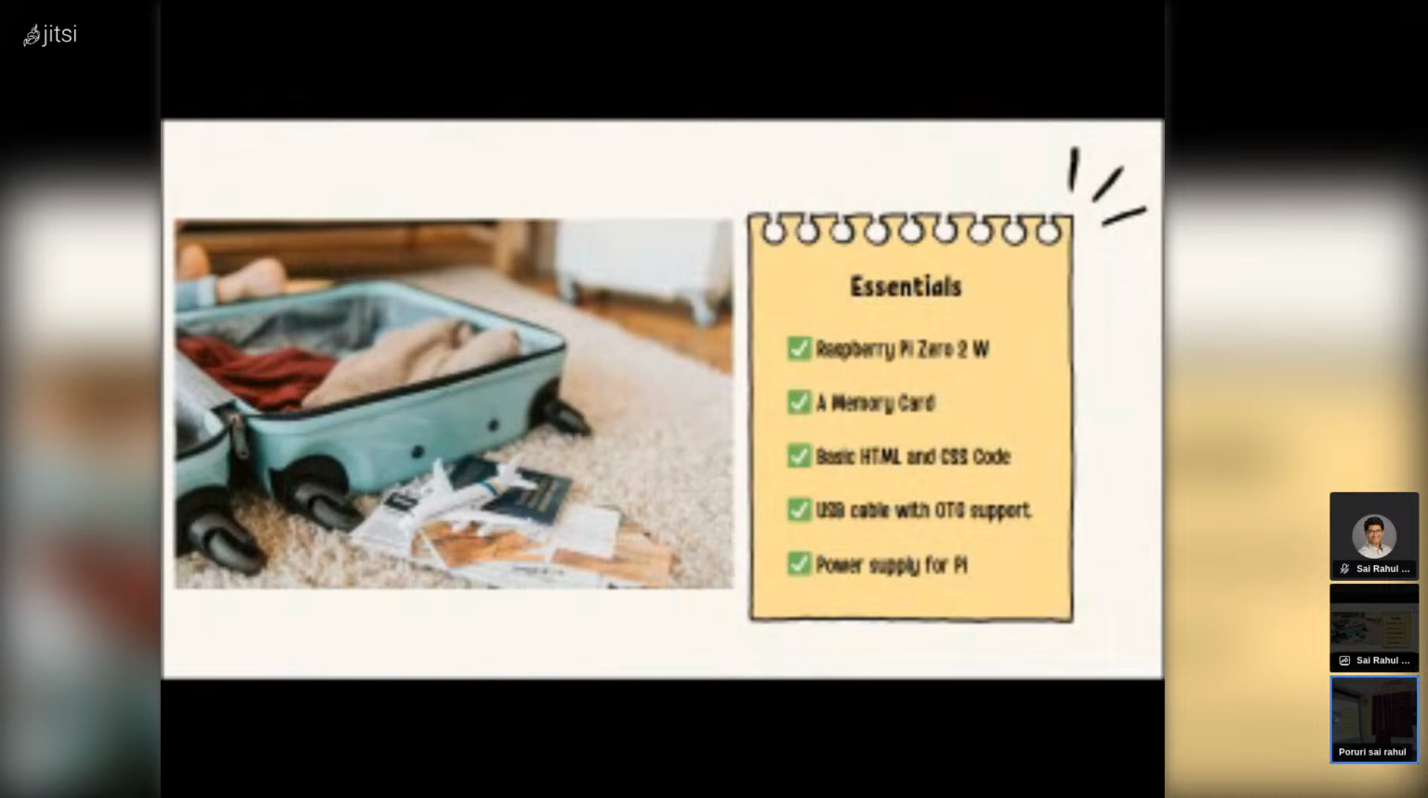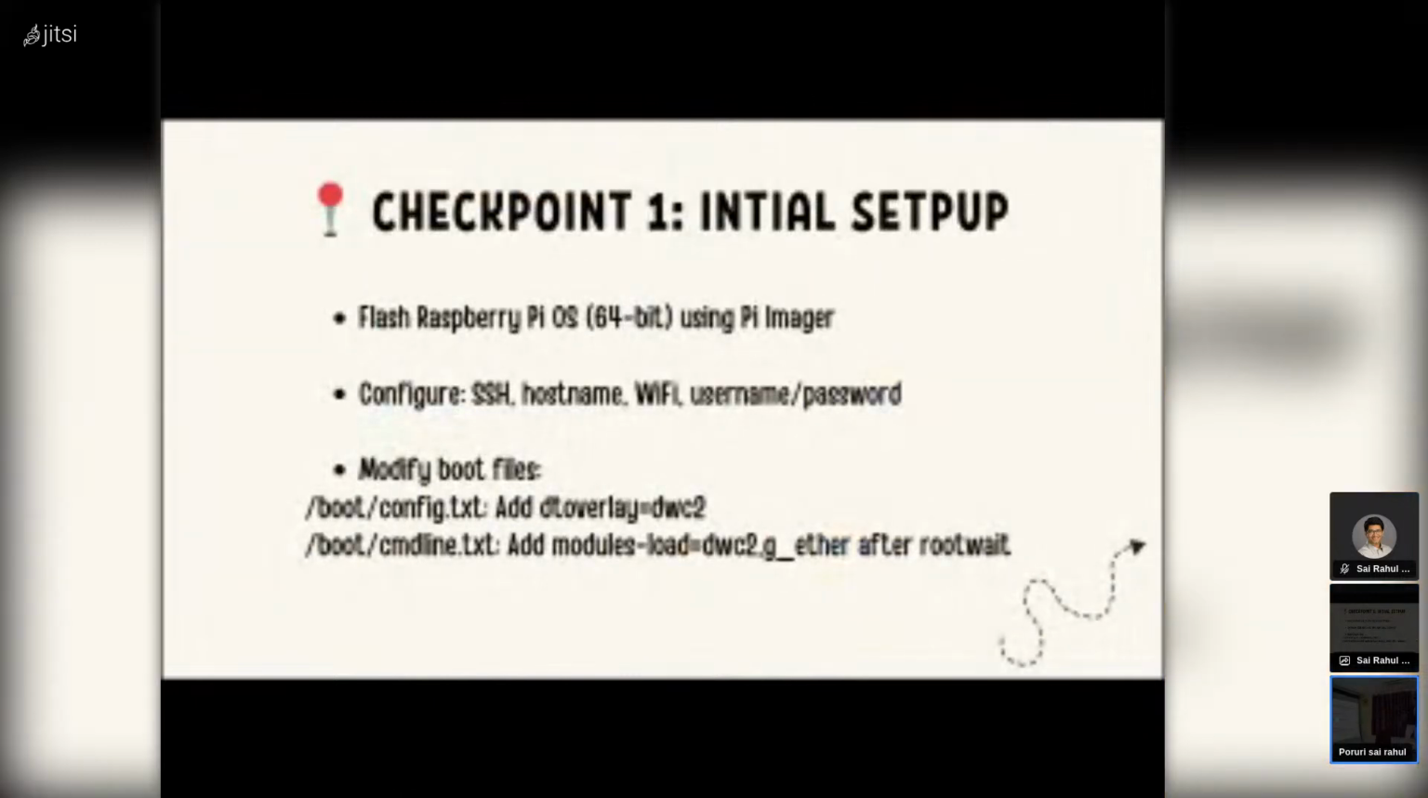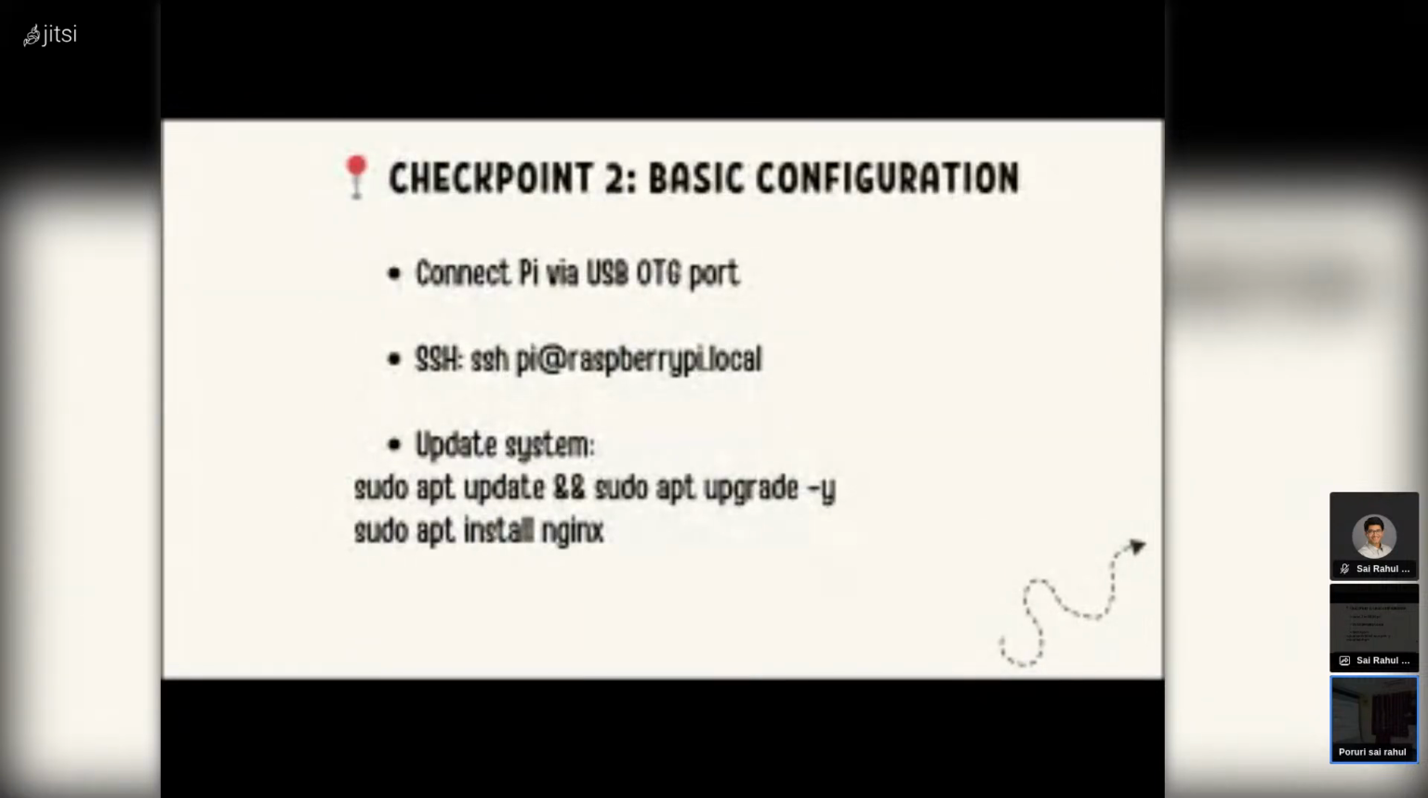So with that said, this was my first checkpoint, initial setup. I flashed the OS onto the Raspberry Pi, configured SSH, hostname, Wi-Fi, user, all that, and modified the boot files for USB file transfer. Then the next checkpoint was basic configuration, like SSH into the Pi and then update the system. And then I installed Nginx. It's a powerful web server and traffic manager for websites.